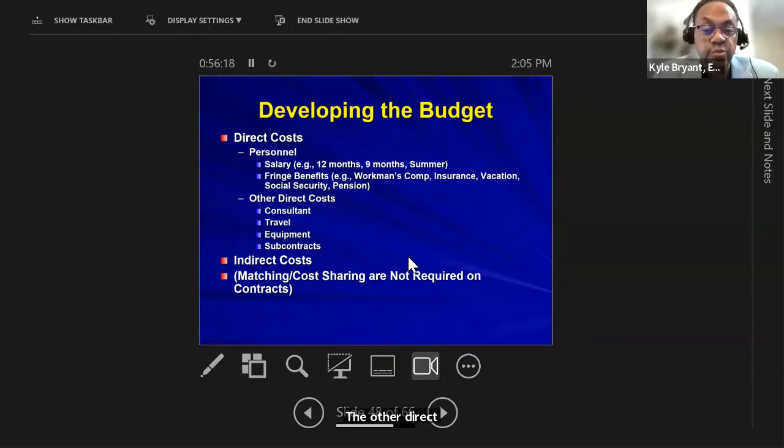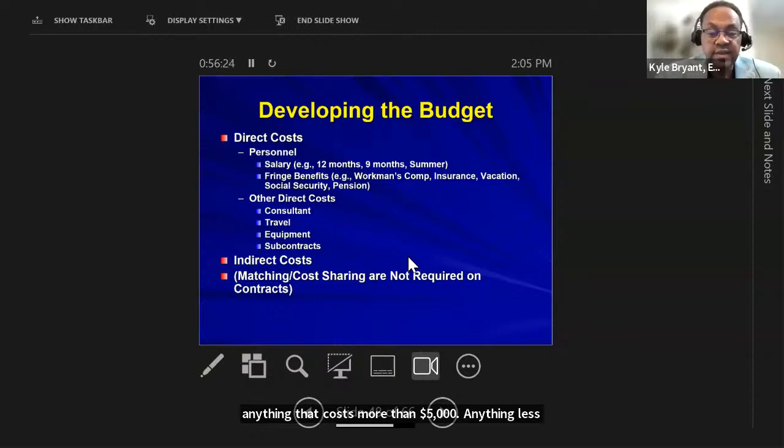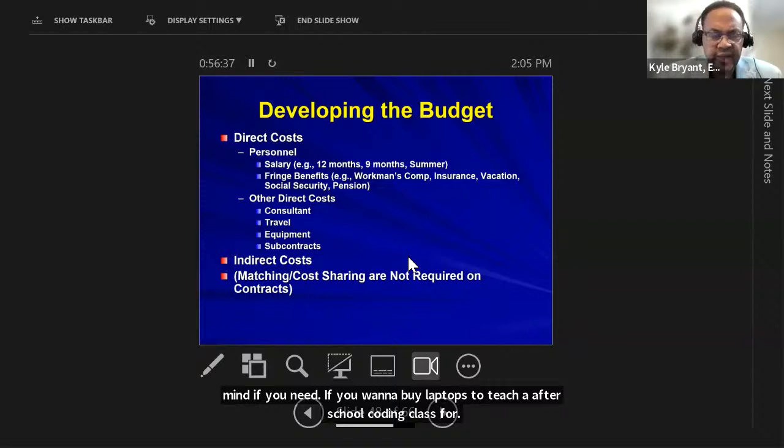Equipment is anything that costs more than $5,000. Anything less than $5,000 is considered a supply. So that's something you would keep in mind if you want to buy laptops to teach an after school coding class for students, and that comes to over $5,000, then that is equipment.